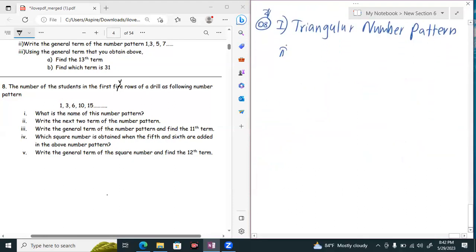Second part, 15 means fifth term. To find the sixth term, add 6 to 15, 21. To find the seventh term, add 7 to 21, it's 28. These are the third one.